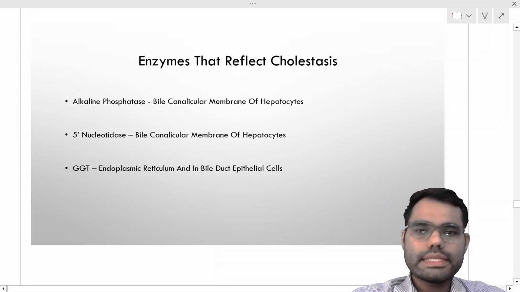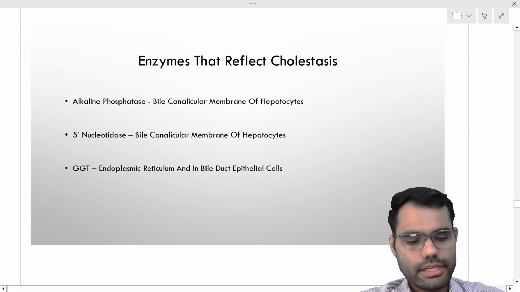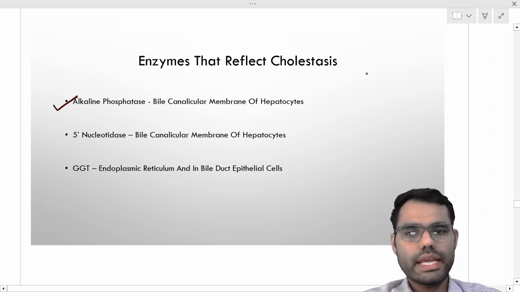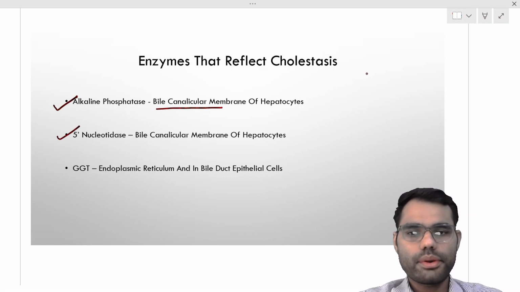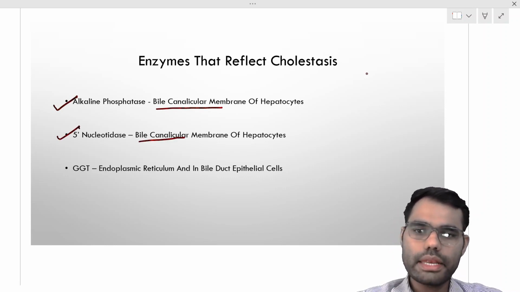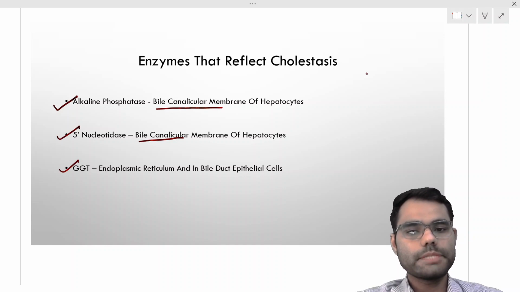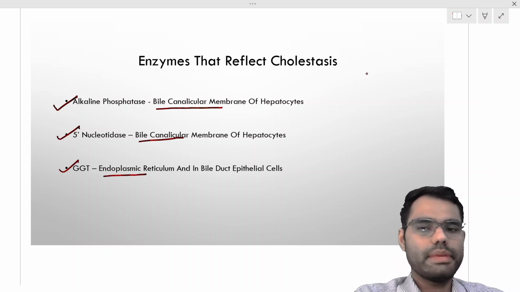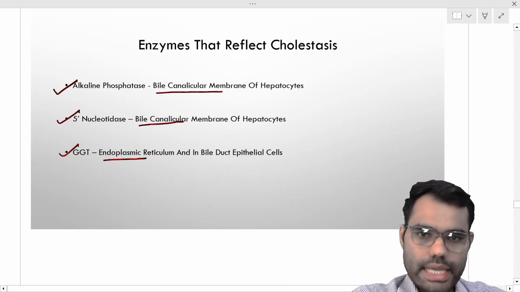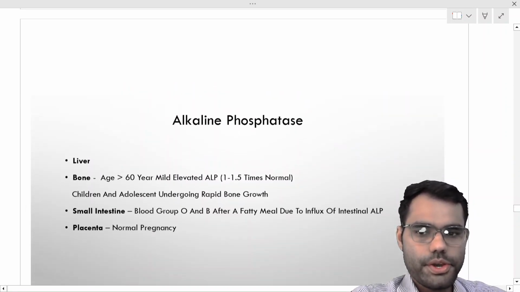Now coming on to the enzymes that reflect cholestasis. These include alkaline phosphatase, which is secreted from the bile canalicular membrane, 5' nucleotidase, also secreted from the bile canalicular membrane, and GGT, which is present in the endoplasmic reticulum of hepatocytes and in the bile duct epithelium, right? So these are the three enzymes that reflect cholestasis.